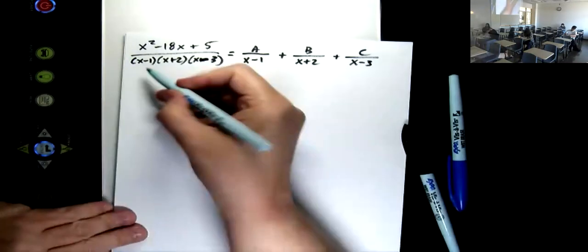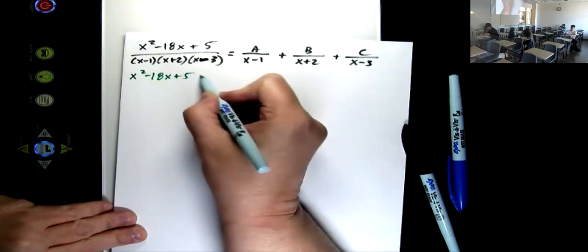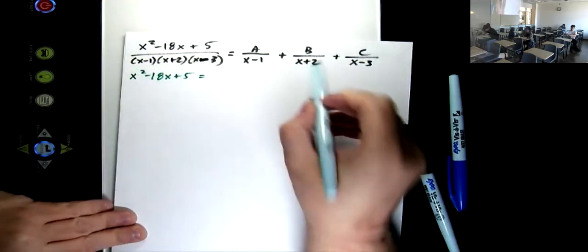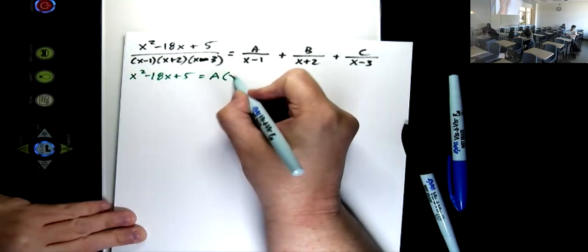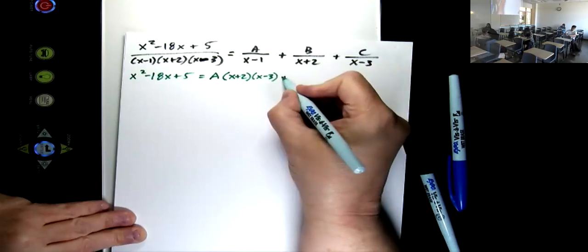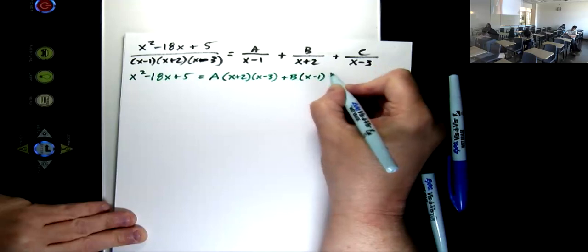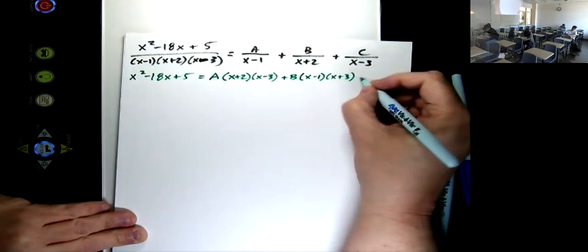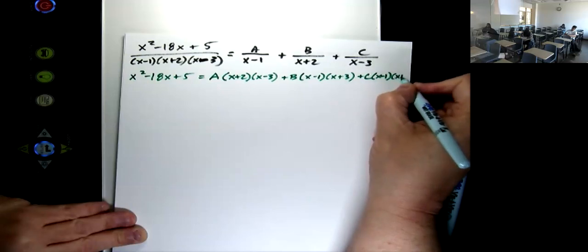And when you clear denominators, every letter gets the denominator of the other ones. So A gets x plus 2 and x minus 3. B gets x minus 1 and x minus 3. And C gets x minus 1 and x plus 2.